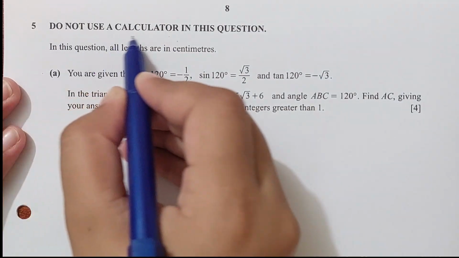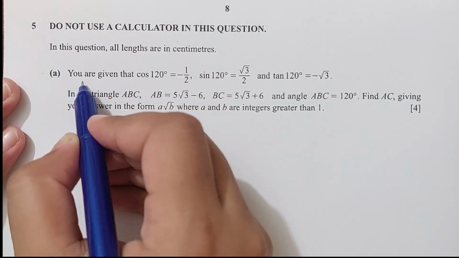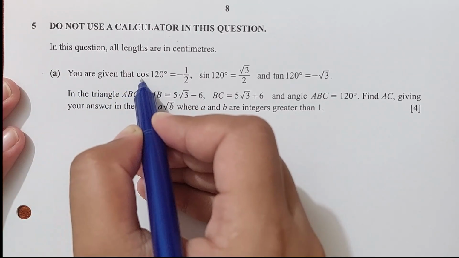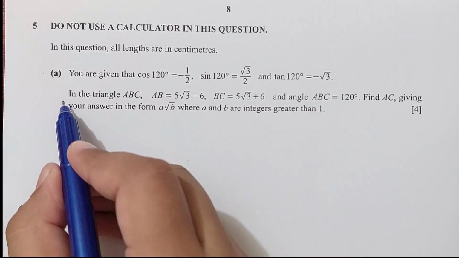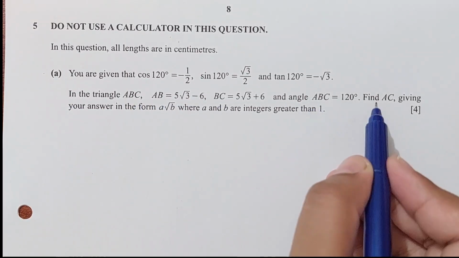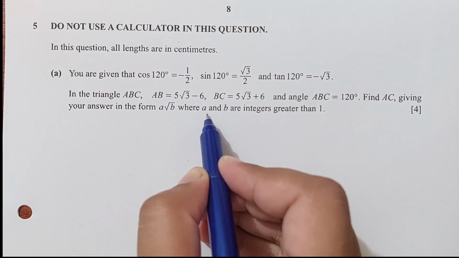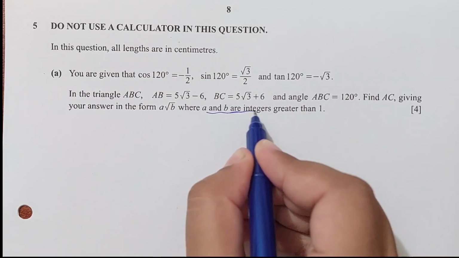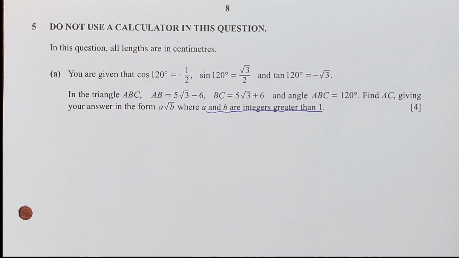Question number 5. Do not use a calculator in this question. In this question, all lengths are in centimeters. Part A, you are given that cos 120, sin 120 and tan 120 are given. In the triangle ABC, AB, BC and angle ABC is 120. Find AC, giving your answer in the form of a square root of b, where a and b are integers greater than 1. Right. Let me draw this triangle.